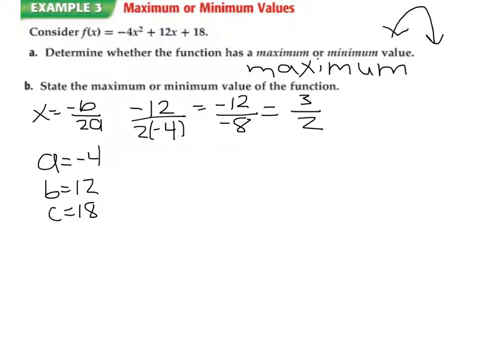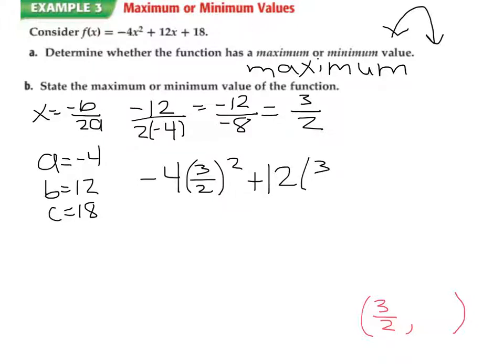But that's only for our x value. So I'm going to go ahead and write this down at the bottom. That is going to be the x value of that maximum or minimum, but we still need the y value. And the way we're going to do that is by plugging the 3 over 2 back into our equation. So we're going to have negative 4 times 3 over 2 squared plus 12 times 3 over 2 plus 18.